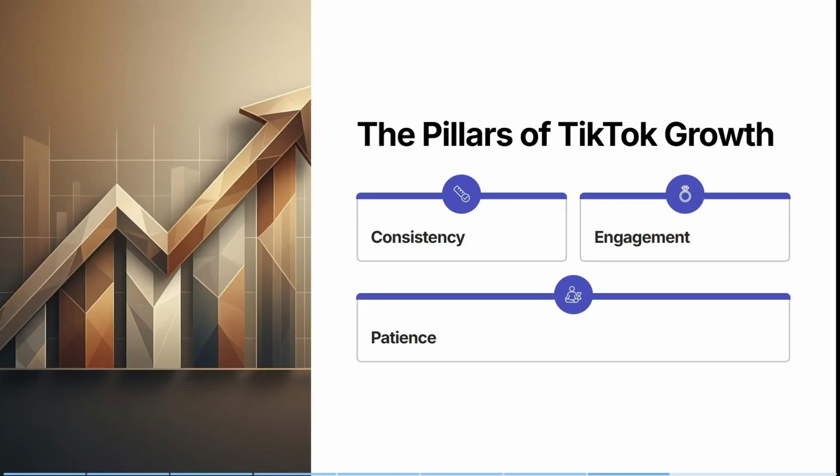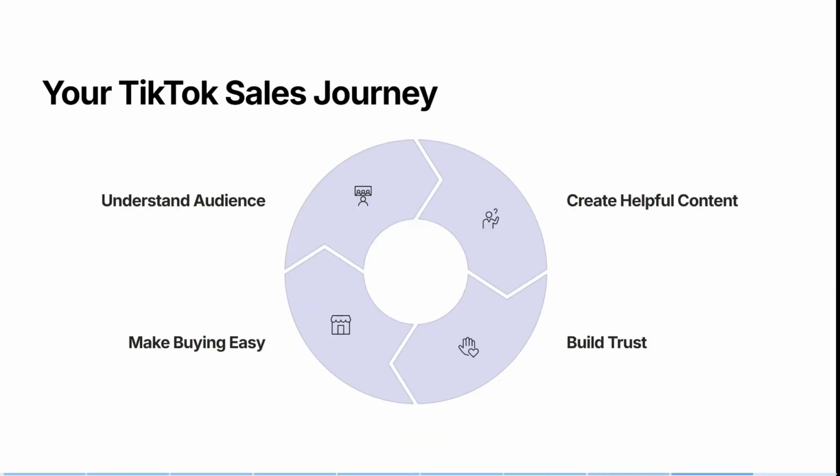So to summarize in a simple way, selling digital products on TikTok works when you understand your audience, create helpful content, build trust, and make buying easy. You don't need a big audience or expensive ads or perfect videos. You need clarity, consistency, and value.